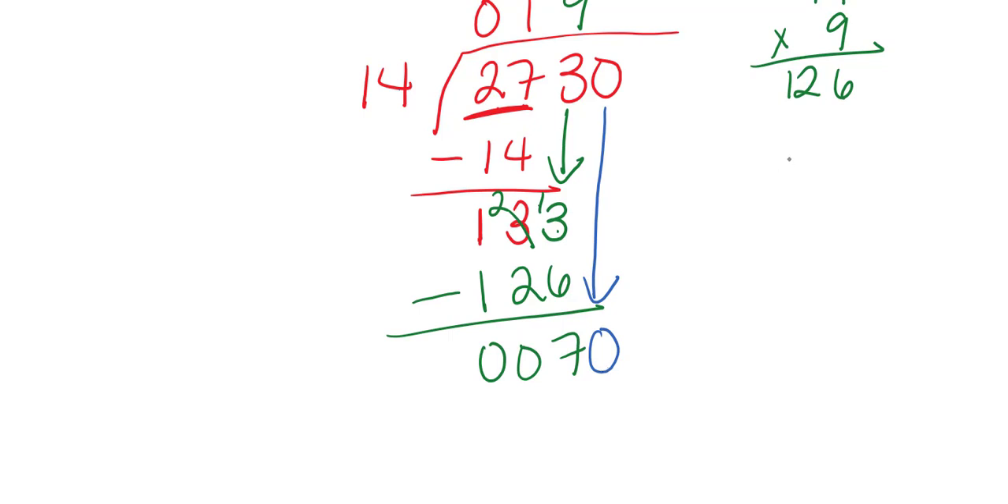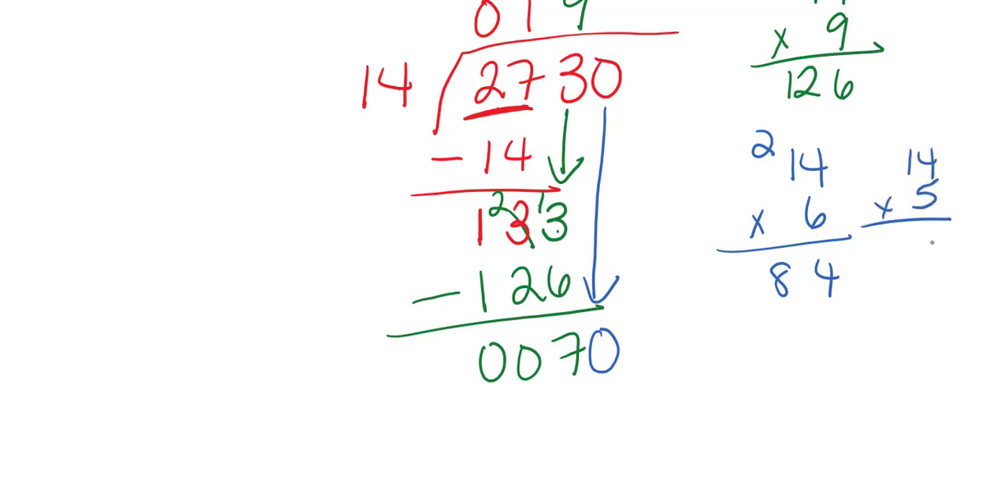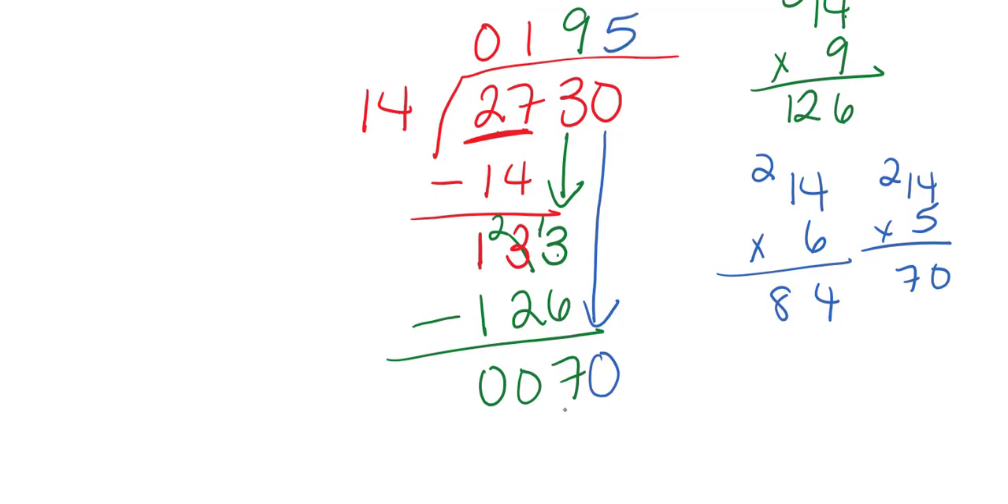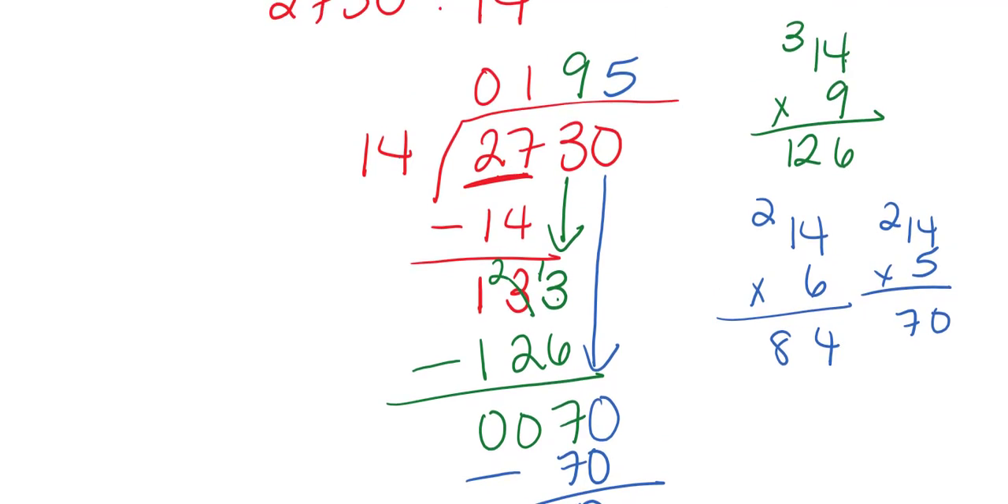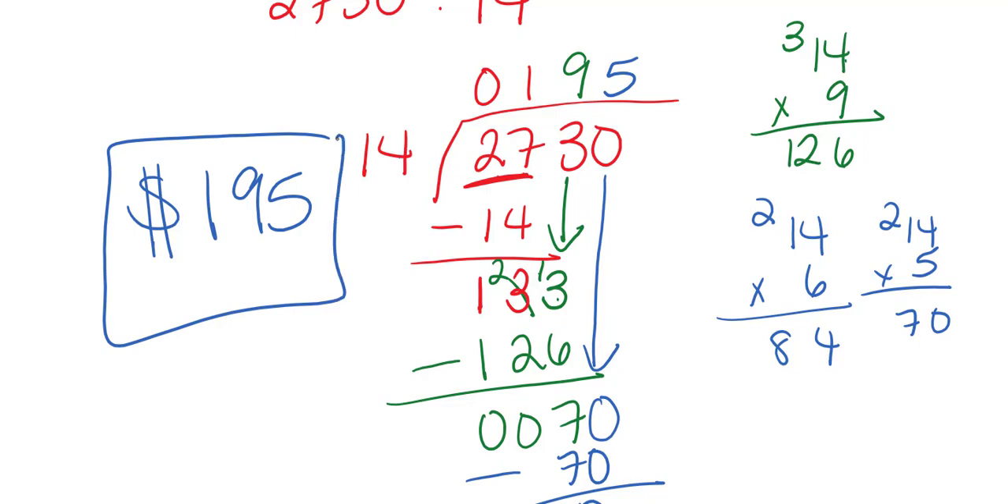So let's go 14 times 6. That's 24, carry the 2, that's 8. Well, 84 is too large, because we have 70. So let's go 14 times 5. This is 20, carry the 2, and that's 7. So we have 14 going into 70 5 times. We subtract and we get 0. And so we are left with the price per wheelchair being $195.